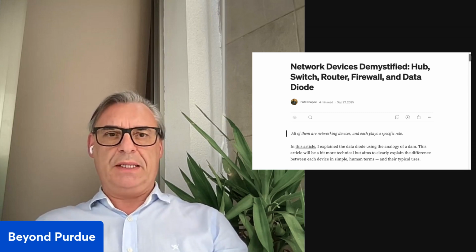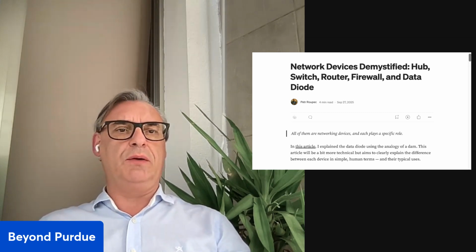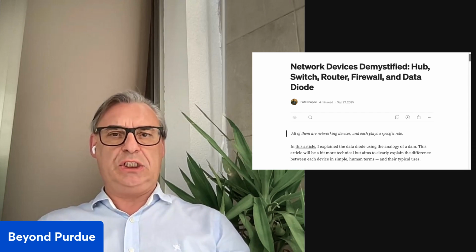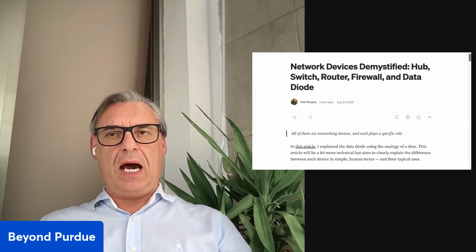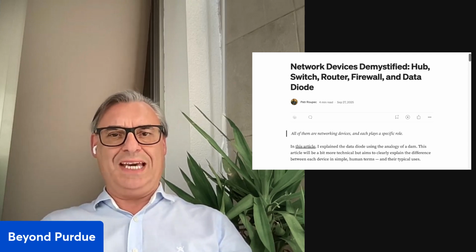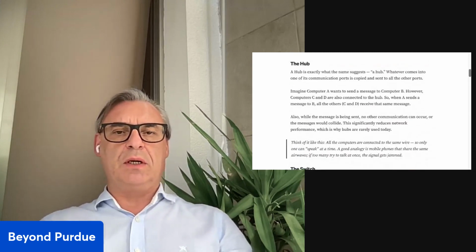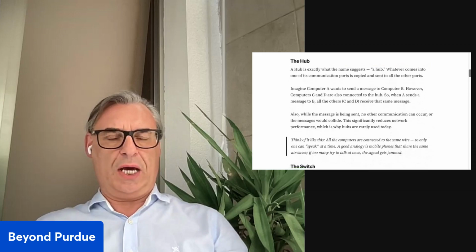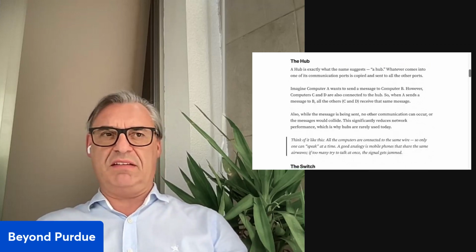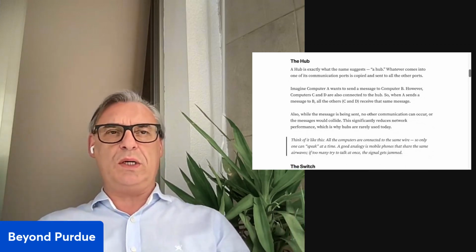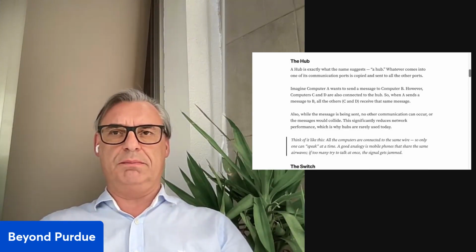Well, in this episode, I will try to explain in simple terms each and every network device, how they were developed, and how we ended up with the data diode. Let's start with the first device, called a hub. A hub is exactly what it says. You put traffic into it and it distributes it everywhere.